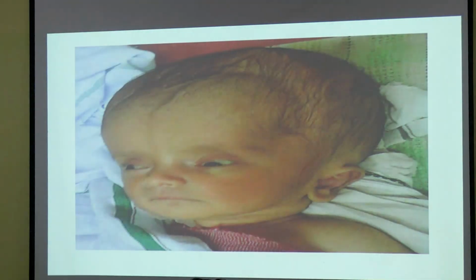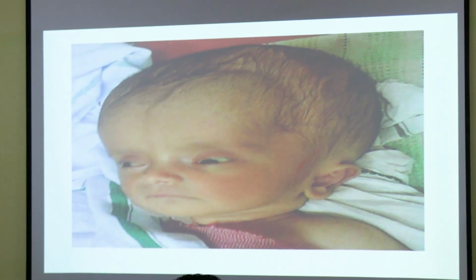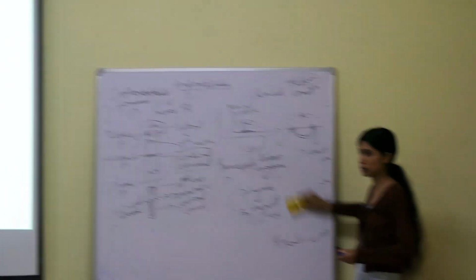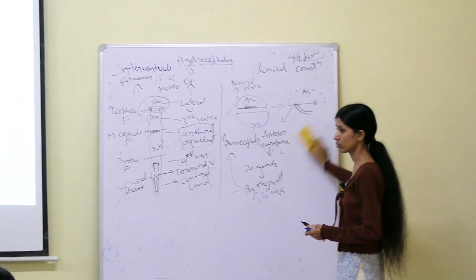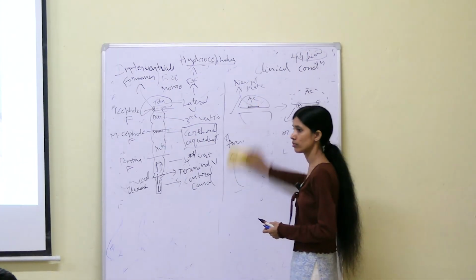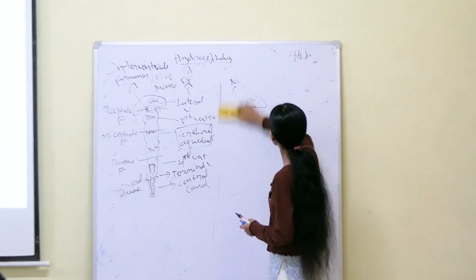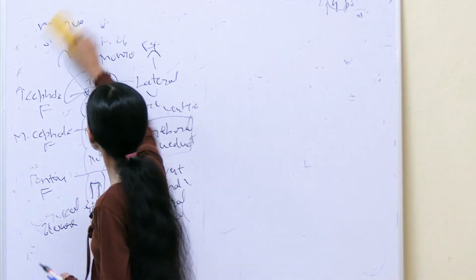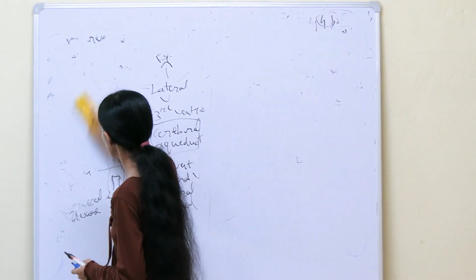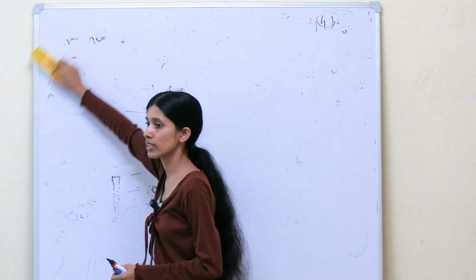No. Okay. Next we will start with the discussion of histogenesis of the neural tube. So, what are all the structures you have seen in the histology of the spinal cord? Fissures, okay. What about the grey matter and white matter?